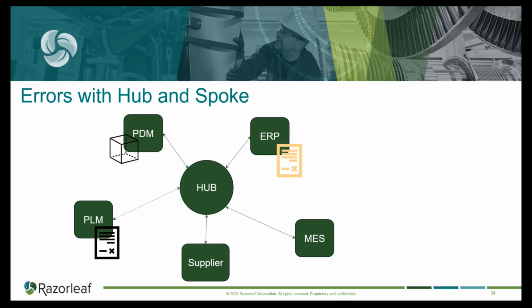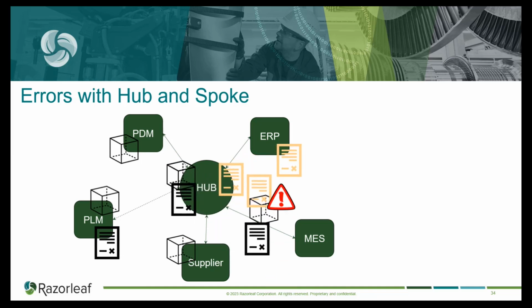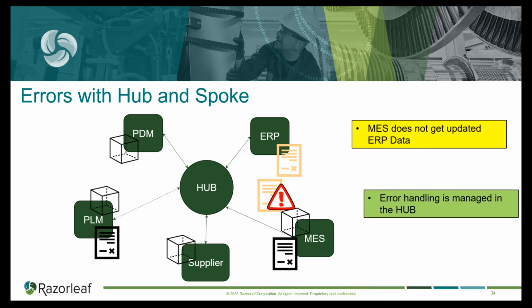Here we see that there's an error in transmitting the ERP data to the MES. Since the hub is responsible for all error handling, alerts can be sent out and reprocessing of specific tasks can be executed without having to rerun the entire event structure over again and determining where it failed, what system did it fail in, or backing up. Maybe you released a large assembly, you have to undo it and re-release again. The hub allows you to reprocess that information without redoing all that.